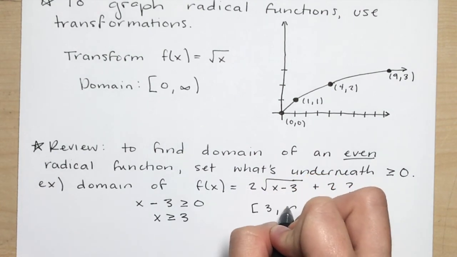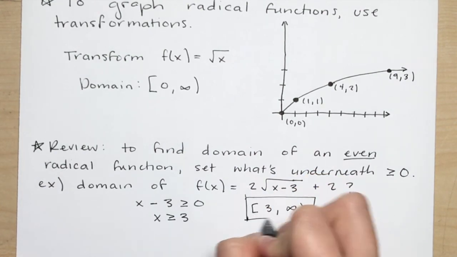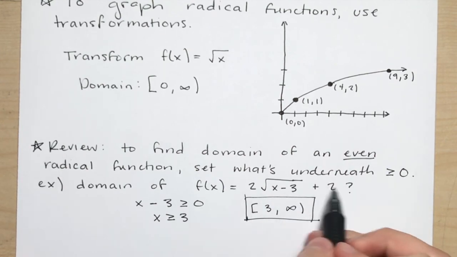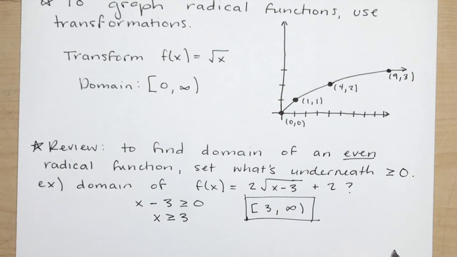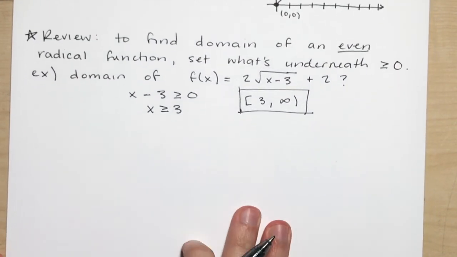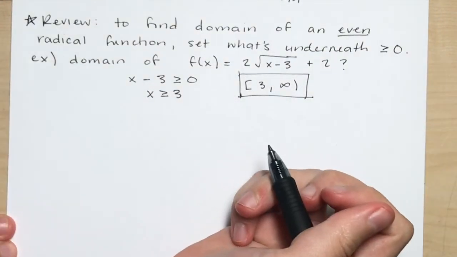So interval notation gives me this. Simple as that. We don't have to touch the stuff on the outside. We just have to look at what's underneath the even root. So now this brings up another question that we need to know how to answer with radical functions. How do we find the range?